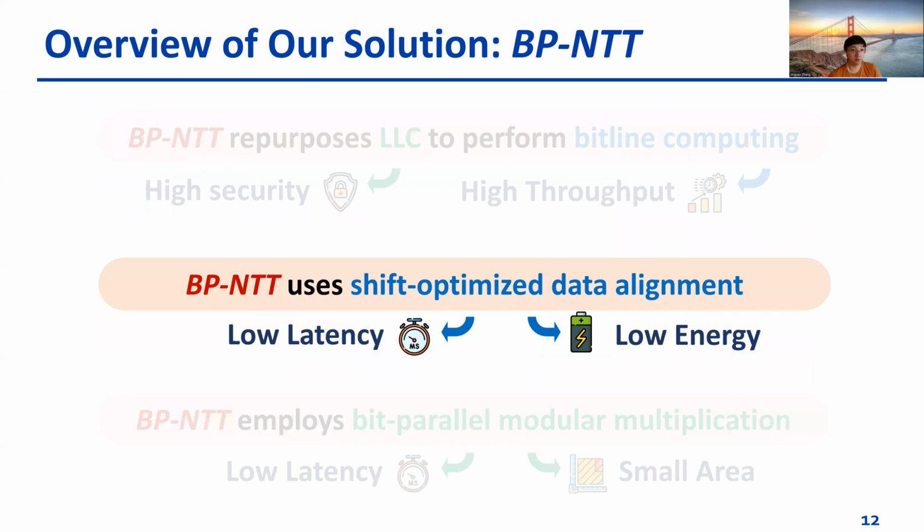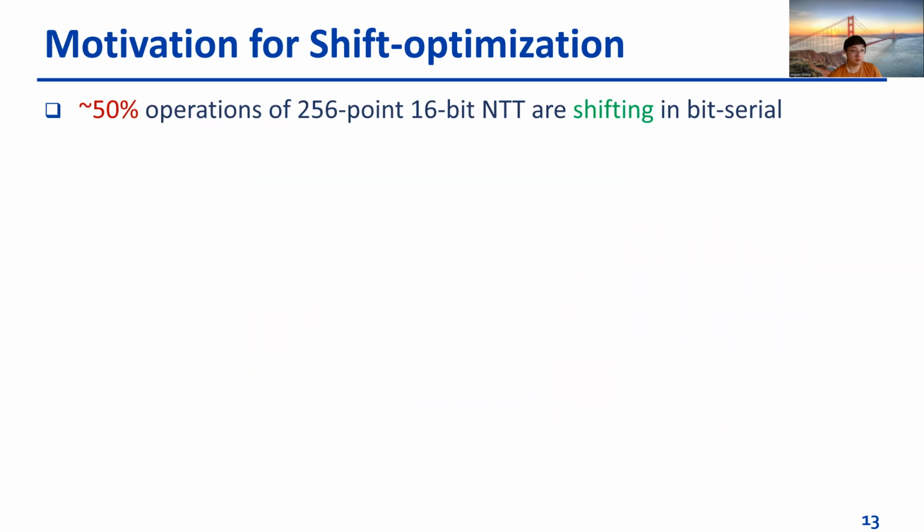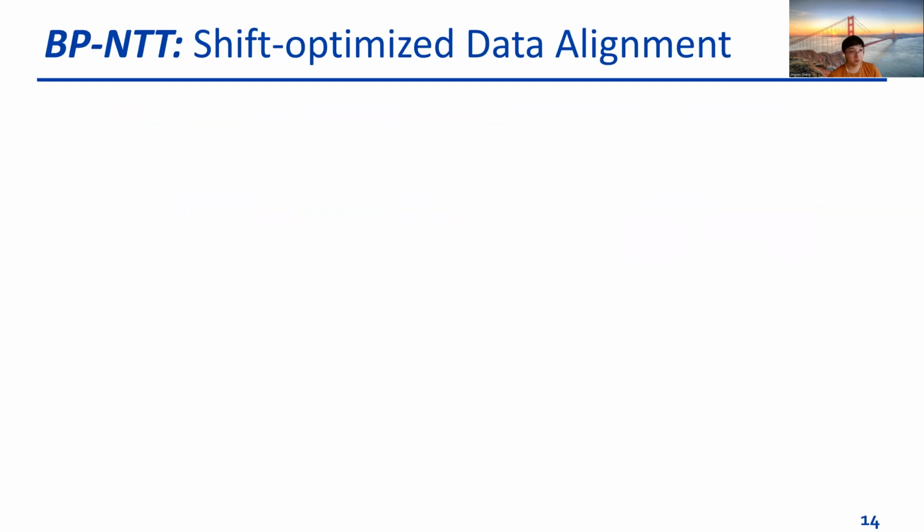Now, let's focus on the shift-optimized data alignment. From our profiling, we found that about 50% of operations in NTT are shifting in bit-serial data alignment. In addition, such shifting destroys the parallelism brought by the bitline computing due to the bit-by-bit shift fashion.